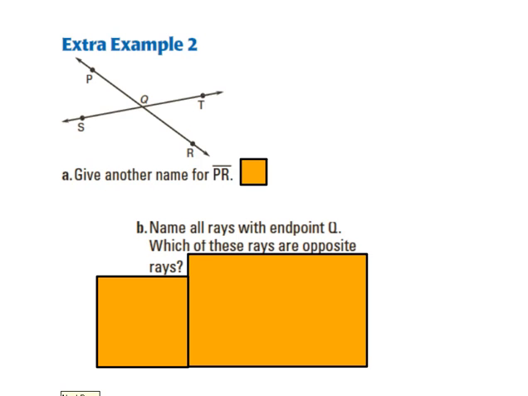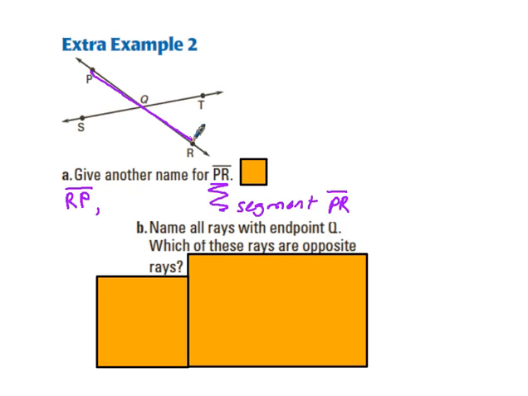Next page. Give another name for, what's this called here? This is segment PR. And we want another name for segment PR. There's a bunch of ways we could say it. Segment RP. So that's the only other way we could do it. The segment is just this long. There's only one way. It has endpoints, so we have to have the ends in the name.